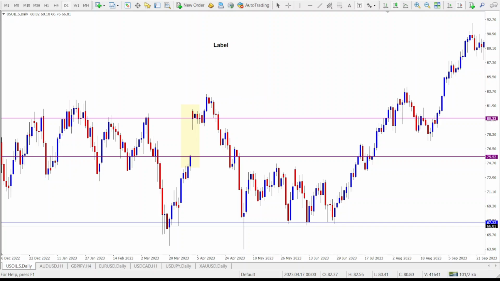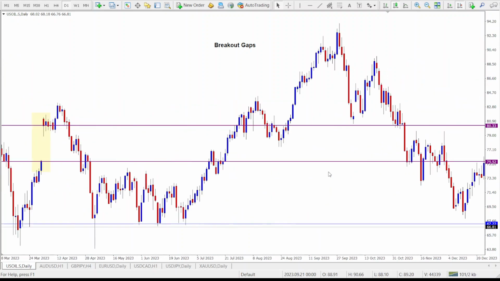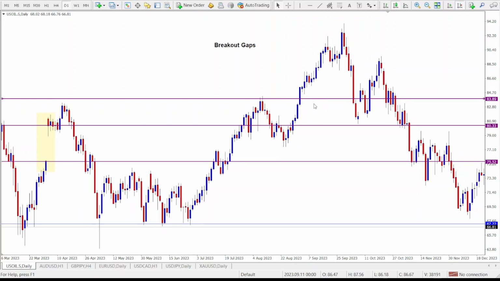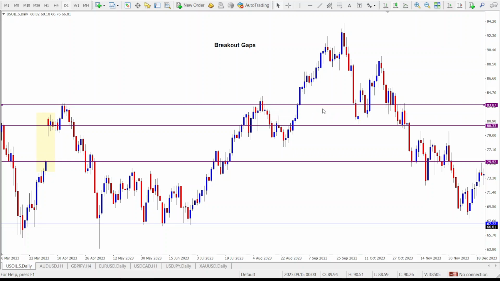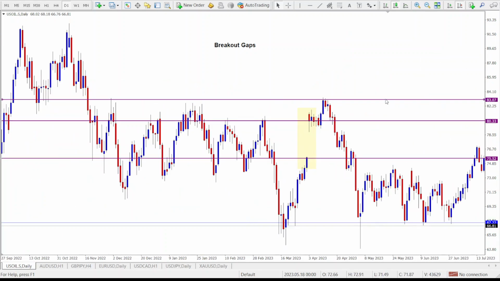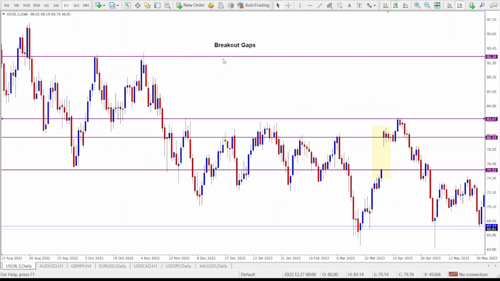I'm just going to be explaining what each of these gaps mean. A breakout gap occurs when price breaks out of a significant level of support or resistance, signaling strong momentum. As we all know, support and resistance levels are areas of rejection. For example, we can see that we had a resistance level around here. Because there are multiple rejections, we have another resistance level around here.